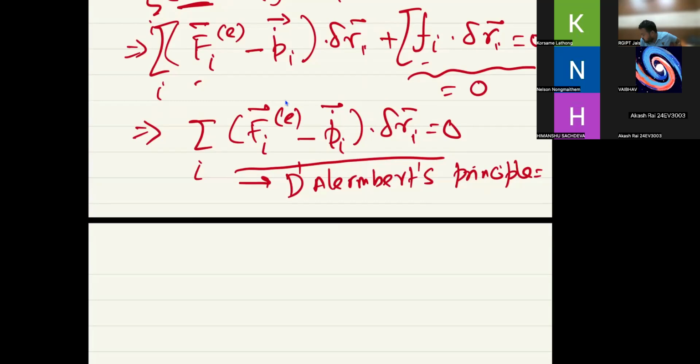From this we will derive the Lagrangian equation of motion. I will not do the full derivation. It is there in my notes. I'll only give you the key steps. If you are interested, you can check, but we will not do the full derivation here.